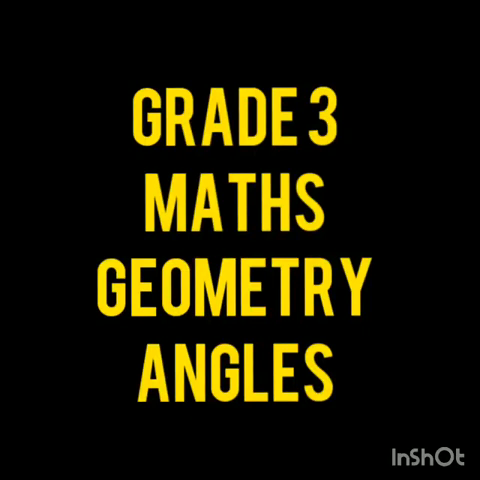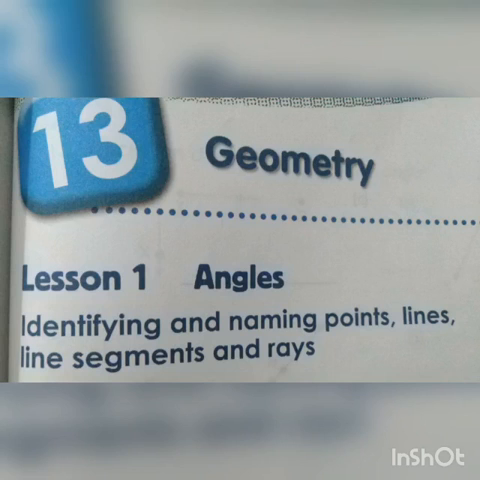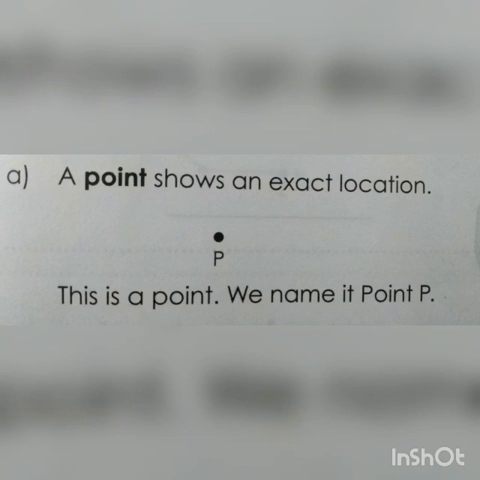Today we are going to see geometry angles. Children, we are going to see angles, identifying and naming points, lines, line segments, and rays. First one is point. A point shows an exact location. Point P represents a dot. That dot represents a point. It is named as point P. It shows an exact location that we are going to represent.